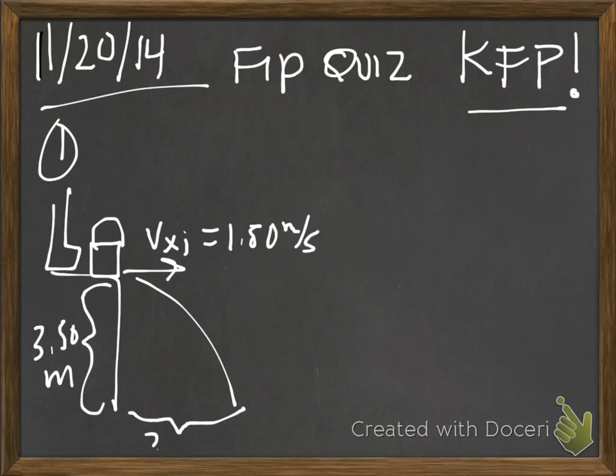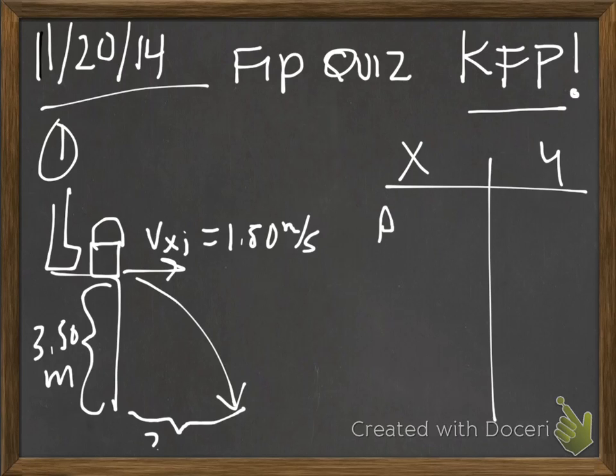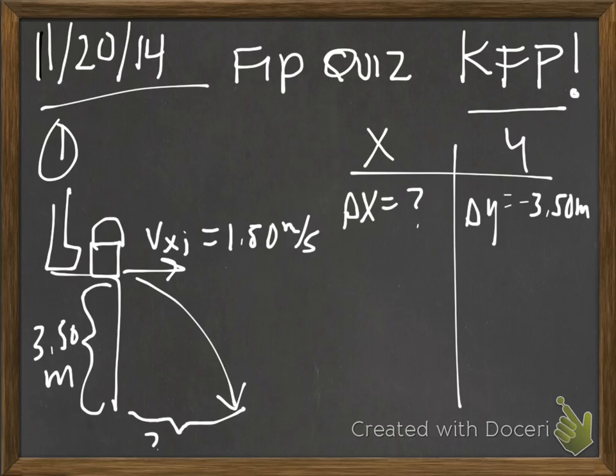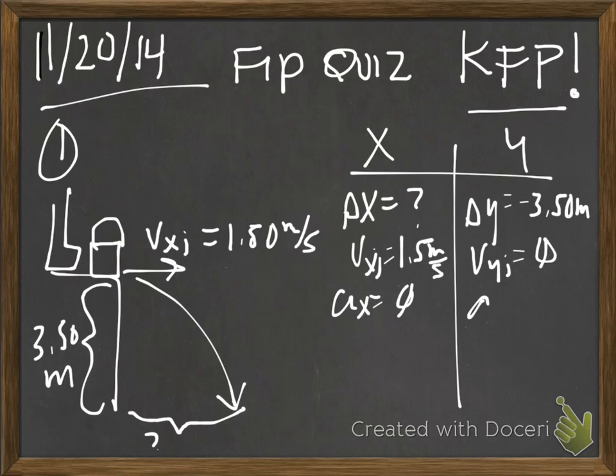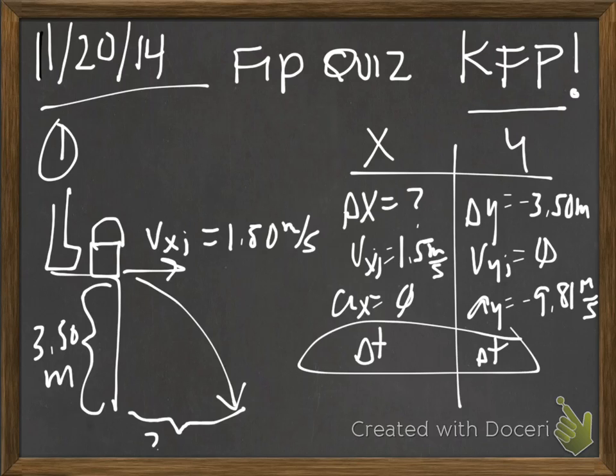So what's its delta x? Okay, do our little xy dealy. Delta x is what we're after. Delta y is negative 3.50 meters. Vxi is 1.5 meters per second. Vyi is 0 meters per second. We have no acceleration on the x-axis. All of our acceleration is on the y-axis, and delta t will be our bridge.